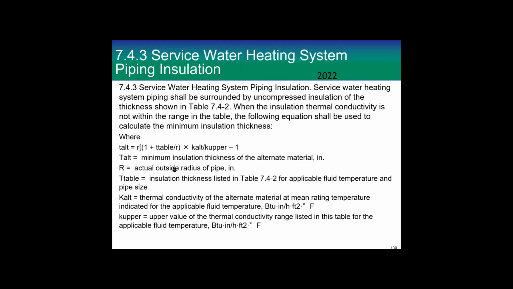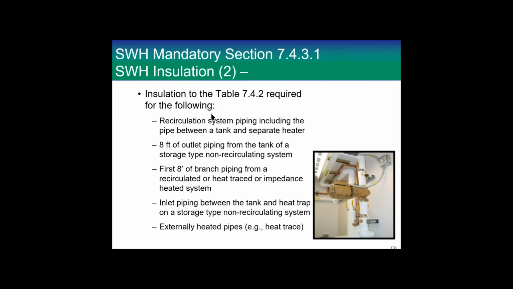I just wanted to show it to you because, like I say, it makes a big difference and people don't notice. It's a little footnote on the table. So I'll show you that table in a minute. The insulation is required at these places. Recirculating system piping included the piping between the tank and the separate heater. 8 foot of the outlet piping from the tank of a storage type non-recirculating system. So just the first 8 feet, if it's non-recirculated, to get it started on its way.